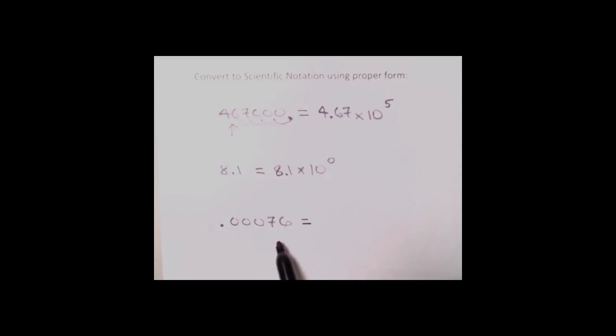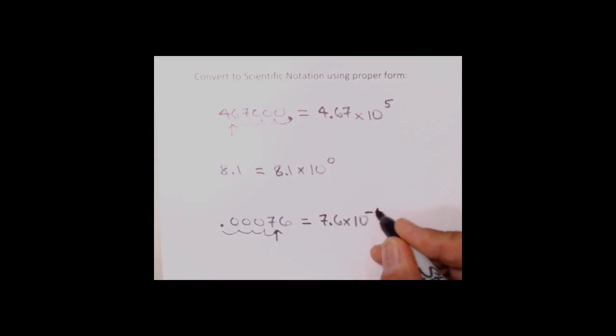Okay, well, a small number. Again, since this is small compared to 1, we know it's going to have a negative exponent. Where we need to end up with the decimal point is between the 7 and the 6. So this will be 7.6 times 10. Now, since this is small compared to 1, we know the exponent's going to be negative. How many places do we have to jump the decimal point? 1, 2, 3, 4 places. So 7.6 times 10 to the negative 4.